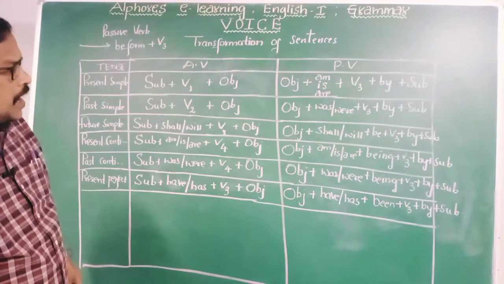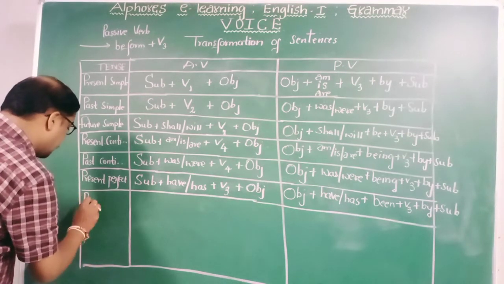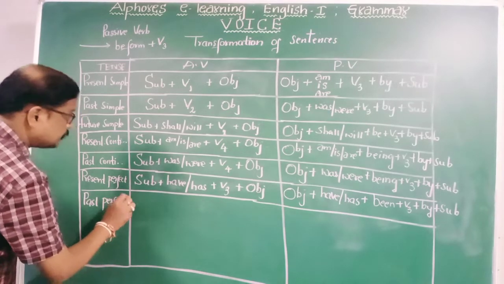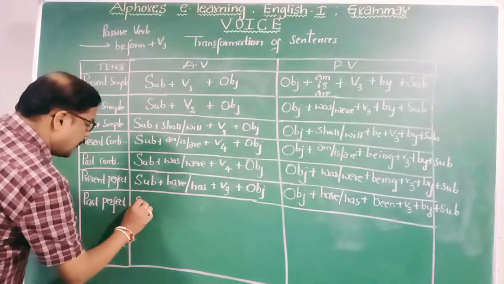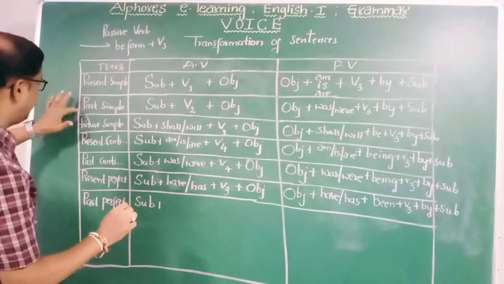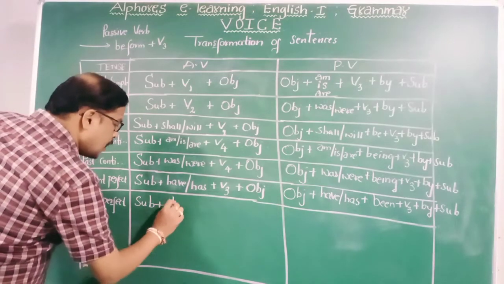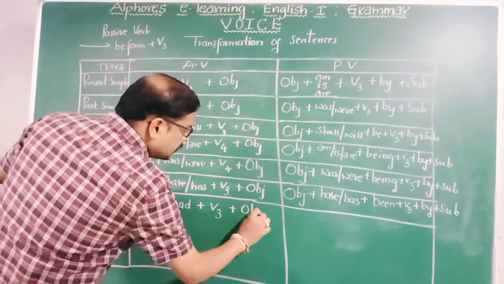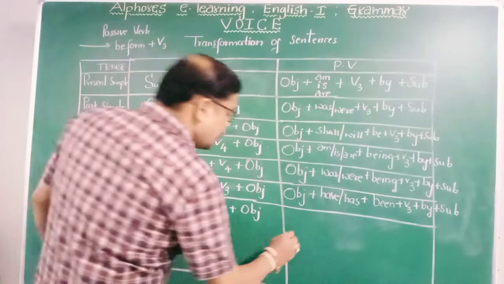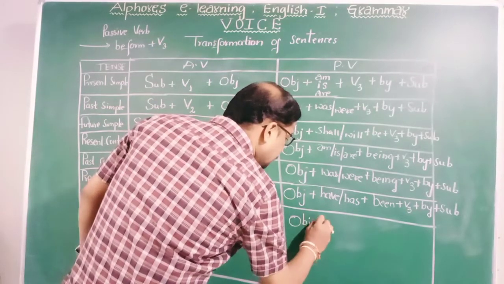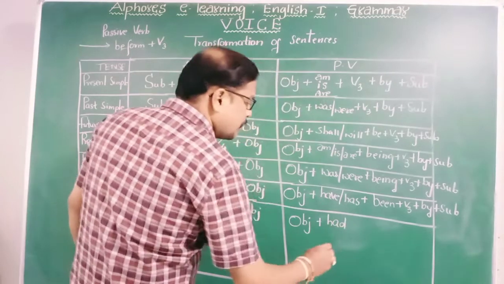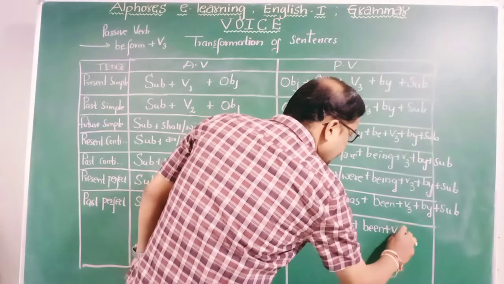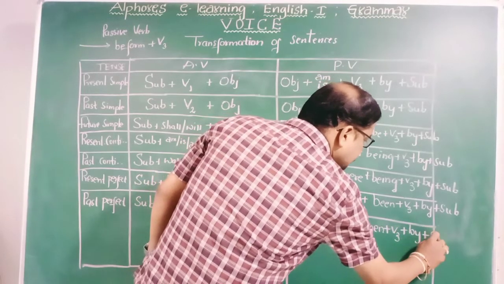Okay dear students, and then you have past perfect. Here carefully observe the structures. Past perfect, subject plus had plus V3 plus object. Here you take object plus had plus been plus V3 plus by plus subject.